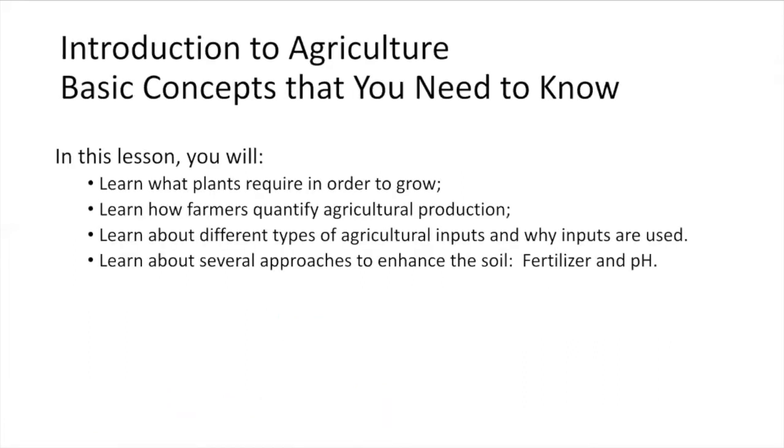In this first lesson, we're going to look at what plants need in order to grow. A lot of times you'd think, well, why are we studying about what plants need in order to grow? We need to know about what plants need to grow in order that when we practice precision agriculture, we're supplying those needs for those plants. We need to learn what farmers look at as far as quality production.